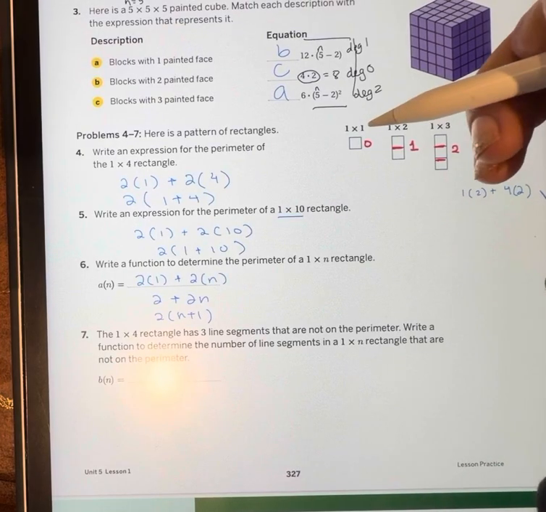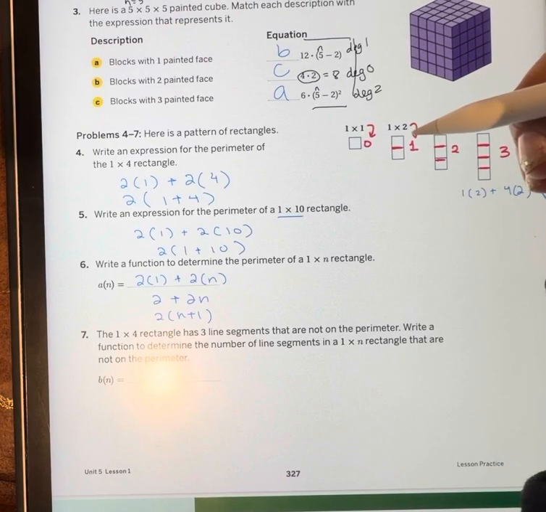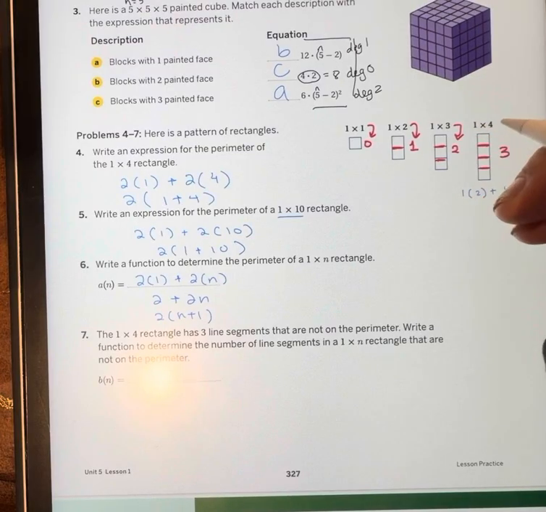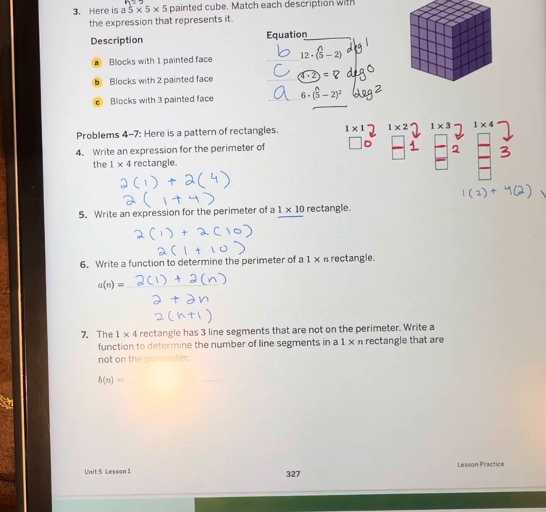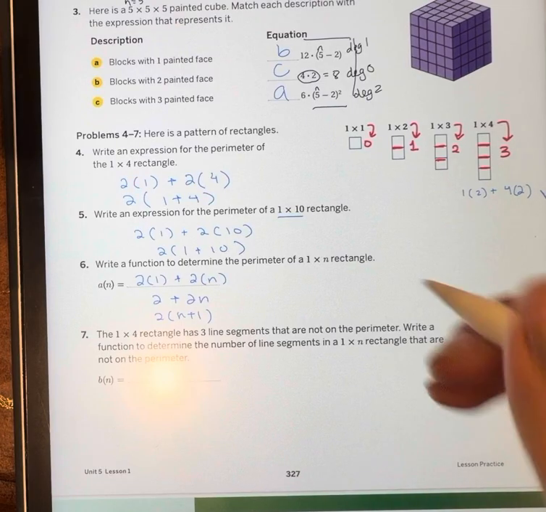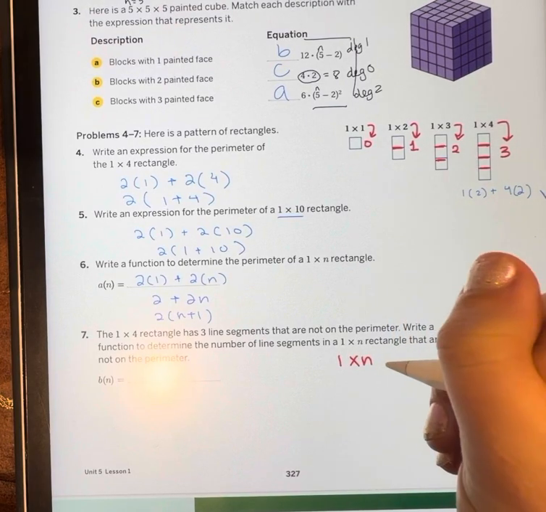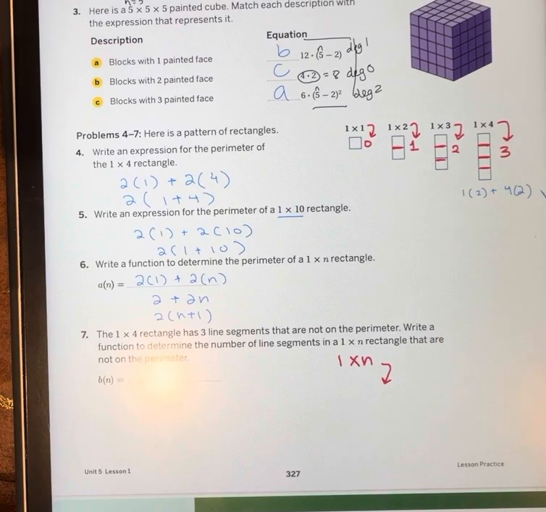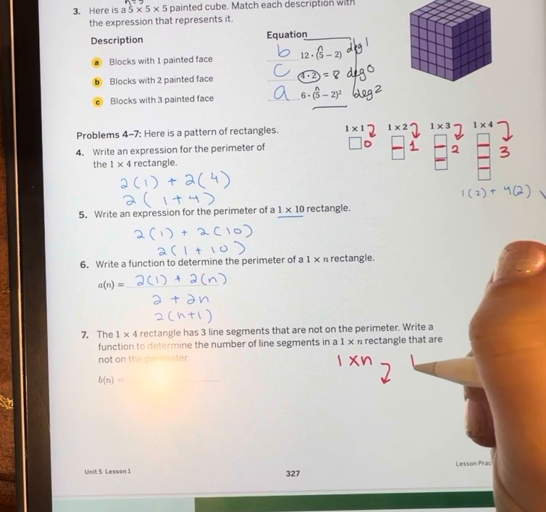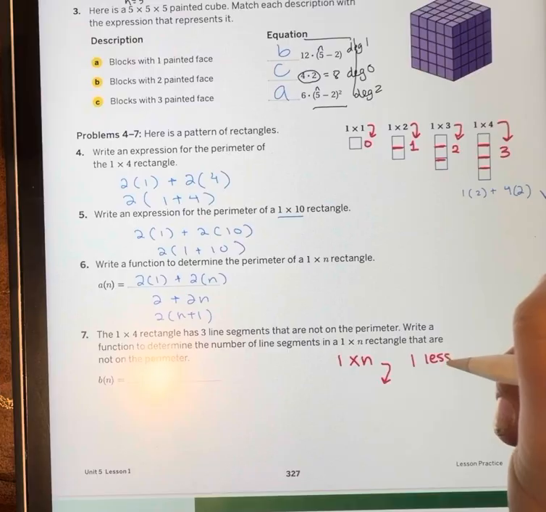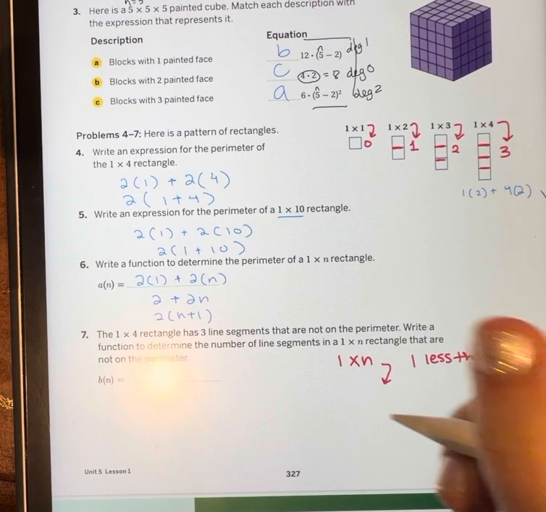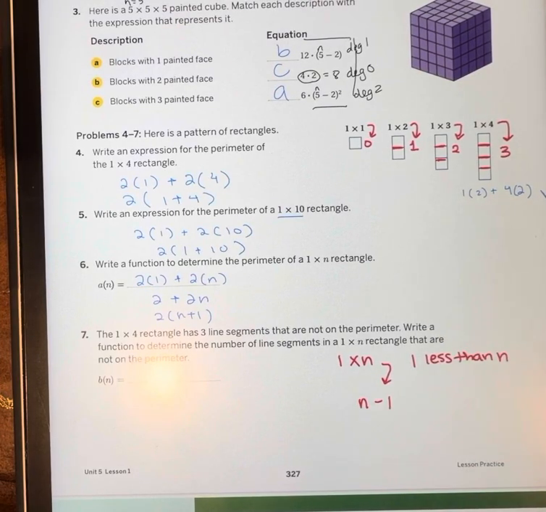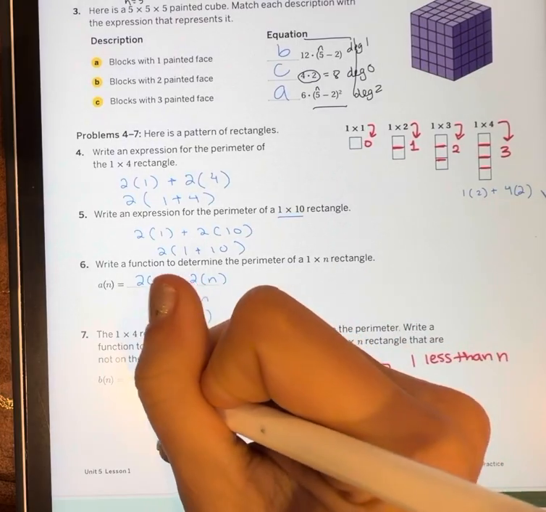So it's looking to me like it's always 1 less than that number. You see, just 1 less than that number. So you're just looking for a pattern, you guys. So if it's a 1 by n, then we're looking at what's 1 less than n. Remember those expressions from like middle school that they would want you to write? What is 1 less than n? That's n minus 1. So there's n minus 1 of those.